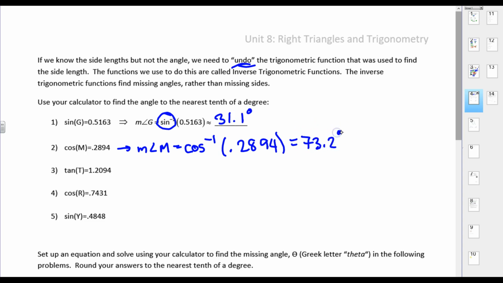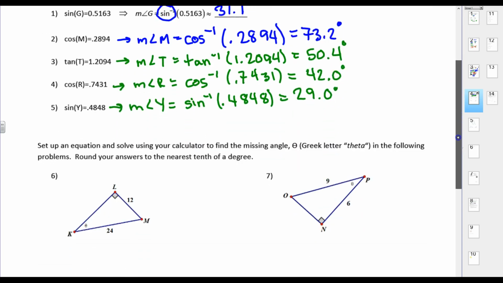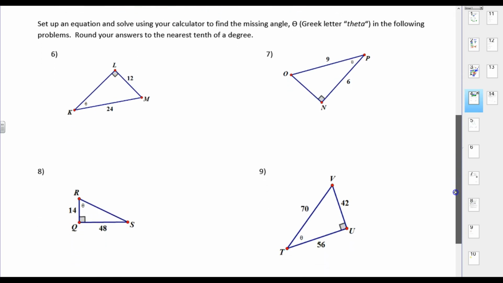I want you guys now to find the values of 3, 4, and 5 in your calculator. So go ahead and do that now. All right, so check your answers against mine, make sure you understand. All right, let's move on now and talk about how we actually can use these.